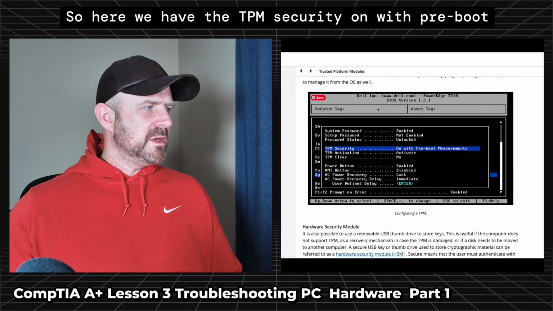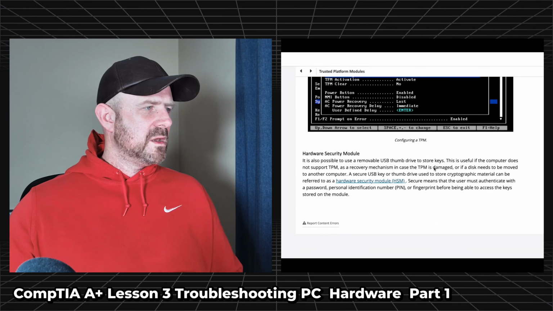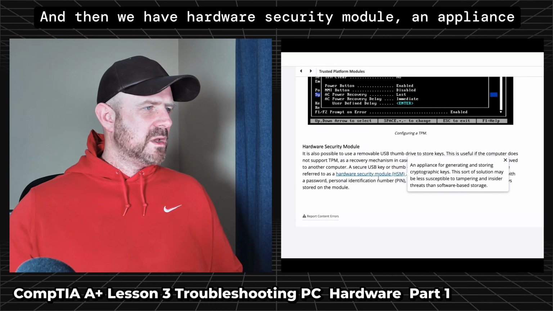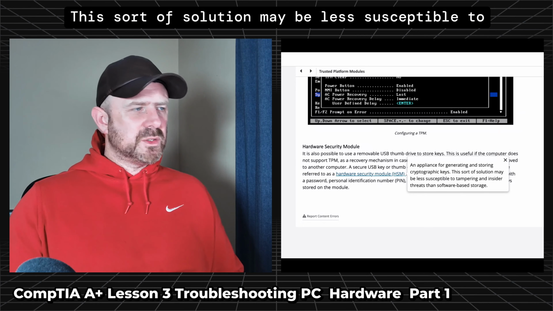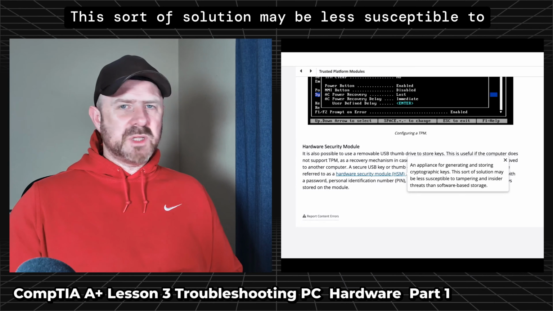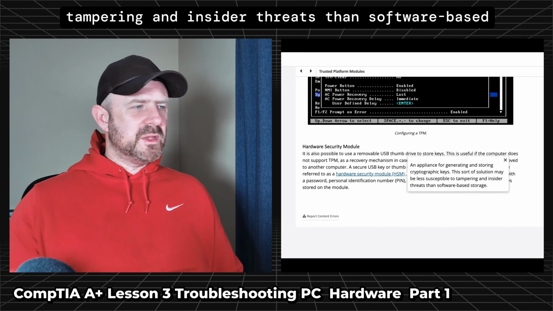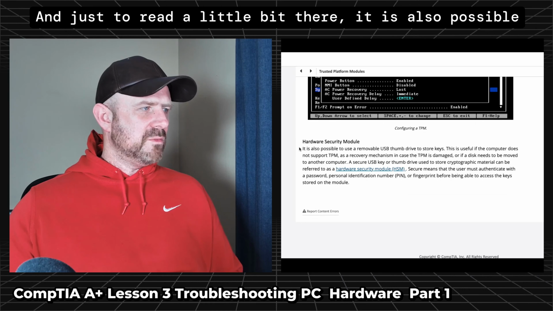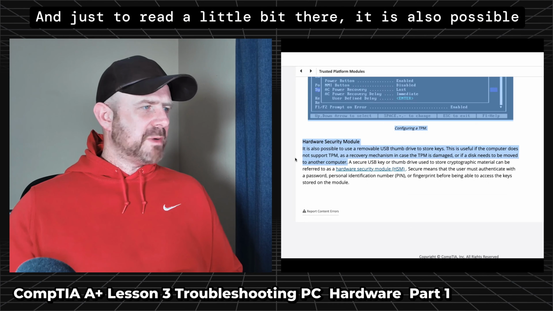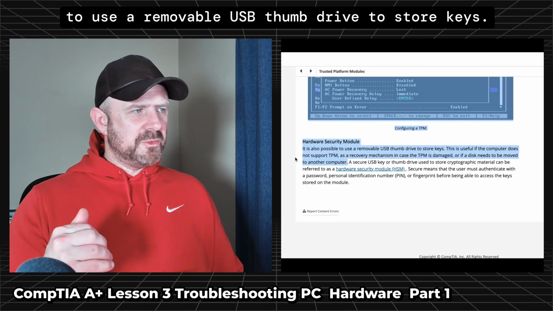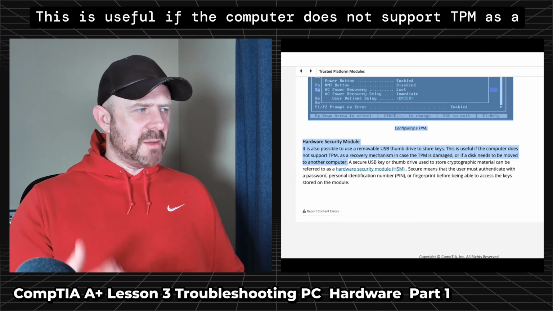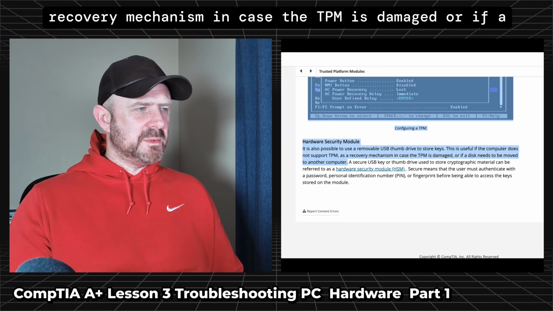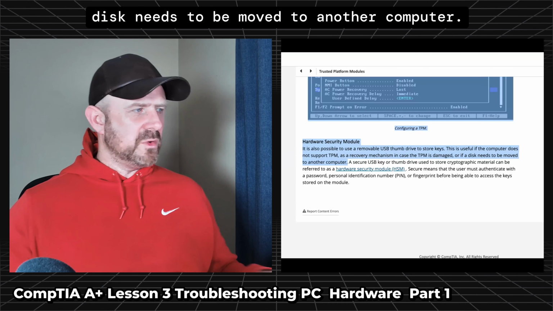So here we have the TPM security on with pre-boot measurements. And then we have the hardware security module, an appliance for generating and storing cryptographic keys. This sort of solution may be less susceptible to tampering and insider threats than software-based storage. And just to read a little bit there, it is also possible to use a removable USB thumb drive to store keys. This is useful if the computer does not support TPM, as a recovery mechanism in case the TPM is damaged or if a disk needs to be moved to another computer.